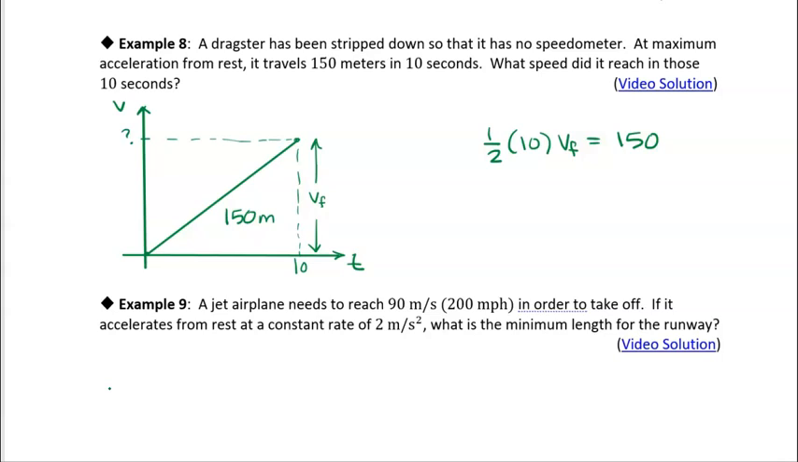All right, and now I can just solve for that final velocity. So I'm just going to basically divide both sides by 5, and I get V final is equal to 30, and the units are going to be meters per second. It's velocity now, right? So the units are meters per second.